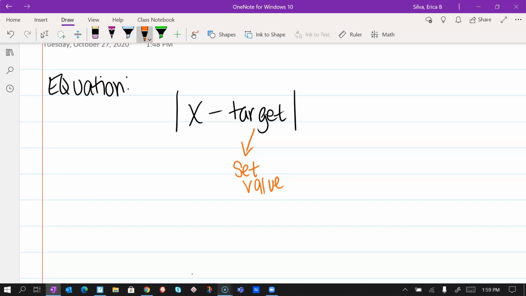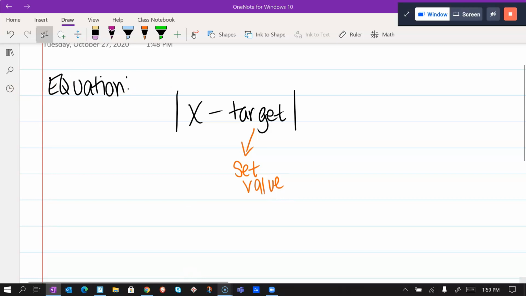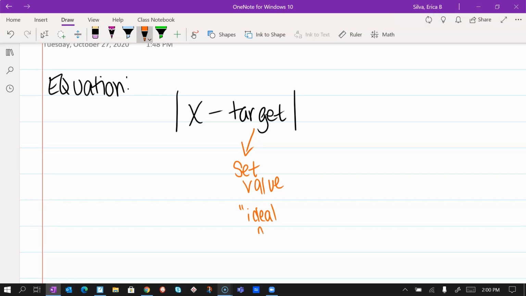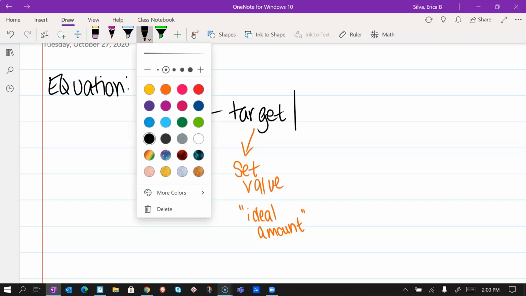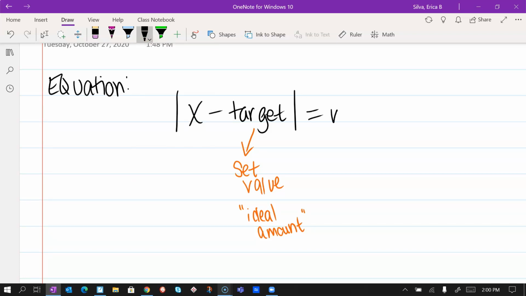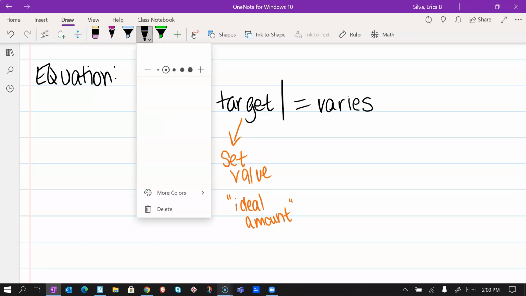All right, so our target is a set value. So it's what we want. So what is needed? What is ideal? So it's an ideal amount. Then we're going to make it equal to a varied amount. And our varied amount is what it can change by.